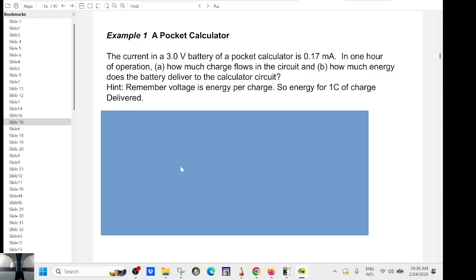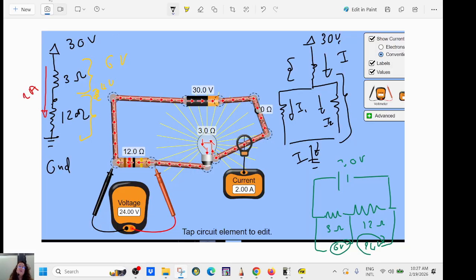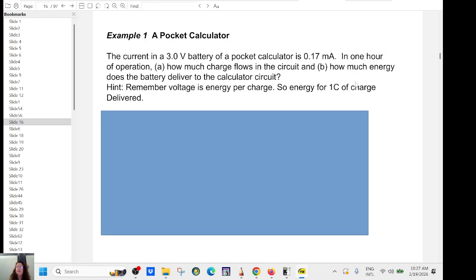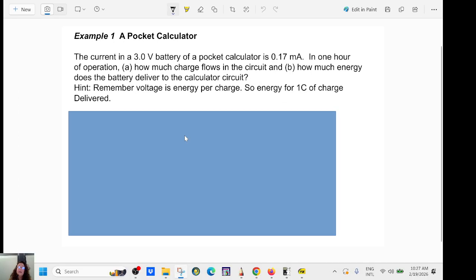Okay, let's do some problems. You can help each other. Let's do this one using the definition. Look at your equation sheet from the previous slide if you need. So that will be a voltage drop.